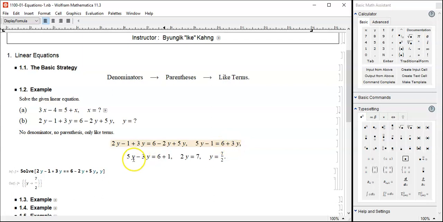Flip this 3y to the other side, minus 3y. Flip this -1 to the other side, we get +1. And in the end, what do we have? 2y equals 7. Therefore, y is 7/2 after dividing by this 2. Too fast? Then stop the playback and read through.